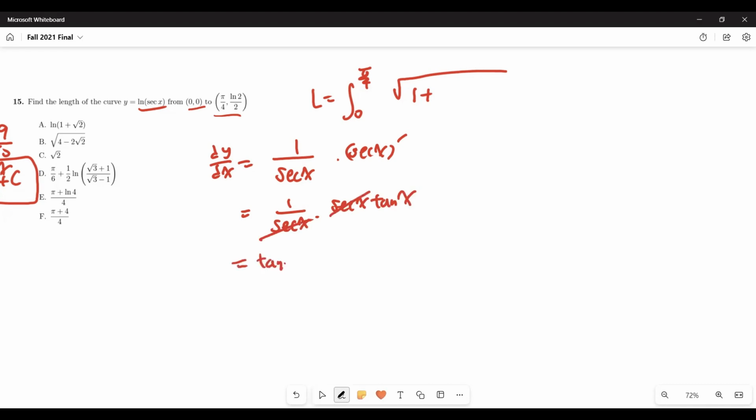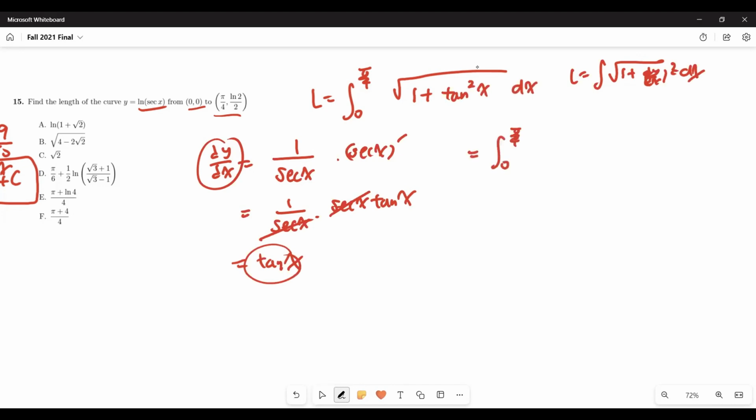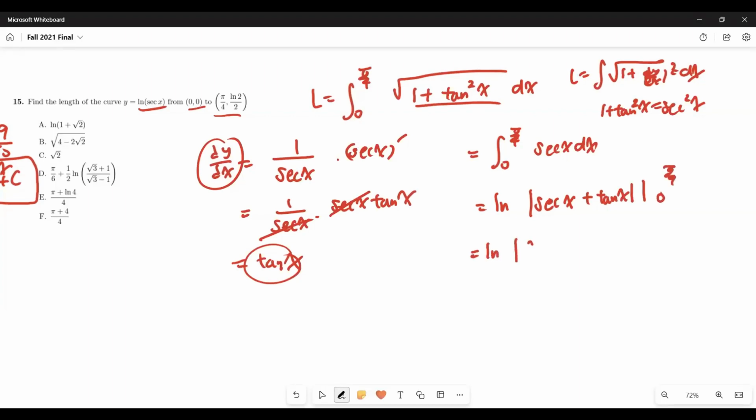So this becomes tangent x, and if you recall, the length is the integral of the square root of 1 plus dy over dx squared dx. So it's going to be 1 plus tangent squared x dx, from 0 to pi over 4. And if you recall, 1 plus tangent squared x is the same as secant squared x, so this is going to be secant x dx, because of the square root, the power 2 is cancelled. So this is the integral from 0 to pi over 4 of secant x dx. And if you remember the secant x integration, this is ln of secant x plus tangent x integrated from 0 to pi over 4.